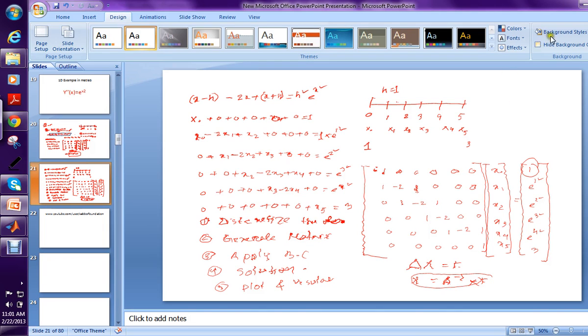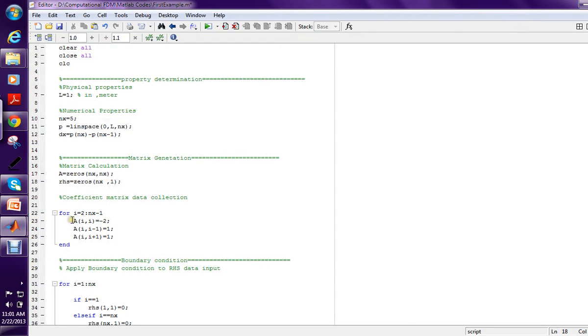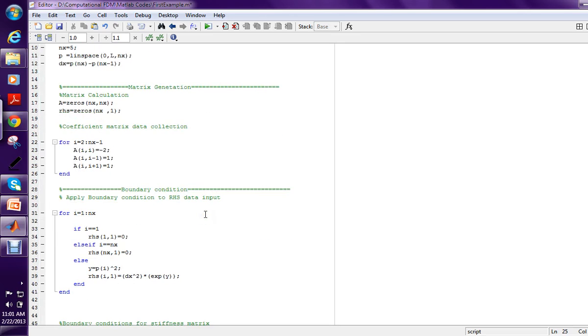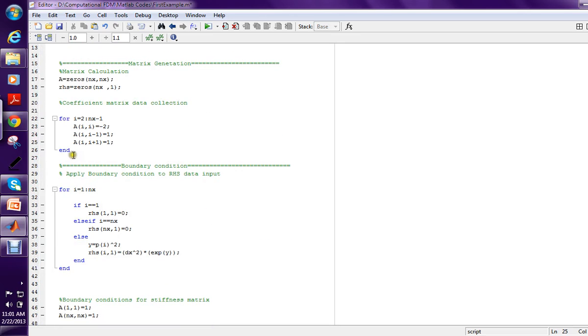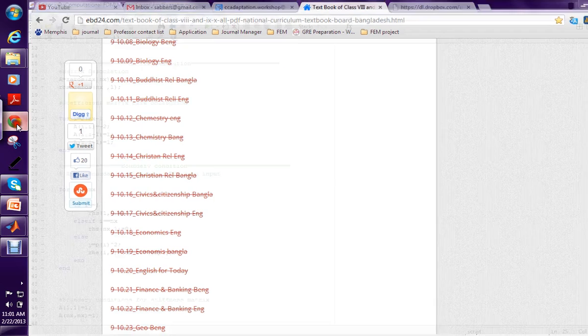So every diagonal point is -2, and its previous point is 1 and its next point is 1. So you have to write down the same things. Every diagonal point is -2, and its previous point is 1, and its next point is 1. Okay, that's the thing. So we have got our coefficient matrix as well.